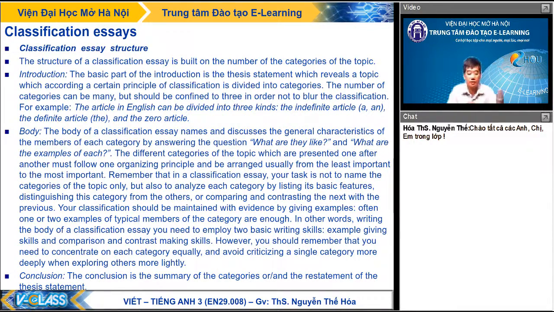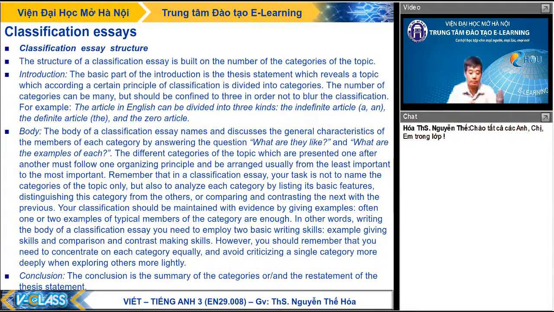Now, what about the classification structure? The structure of a classification essay is built on the number of categories of the topic. In the introduction, the basic part is the thesis statement. It reveals the topic according to a certain principle of classification. Each is divided into categories. The number of categories can be many, but it should be confined.